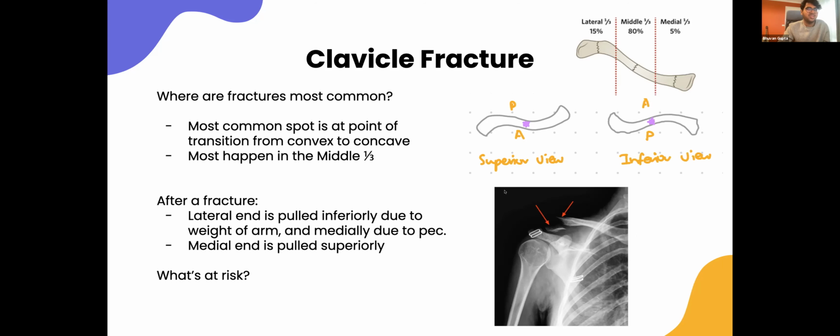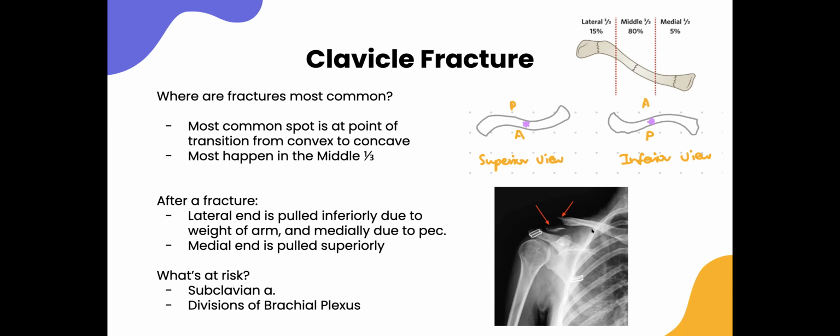What's at risk with the clavicle fracture? Anyone remember any specific risk with a clavicle fracture? Yeah, perfect. That's what I was looking for. Brachial plexus divisions are a specific risk, because divisions happen when the brachial plexus crosses the clavicle. The subclavian artery is a minor risk because it is pretty well protected, and obviously we're going to need the bone to push into it for there to be a risk there. Okay.